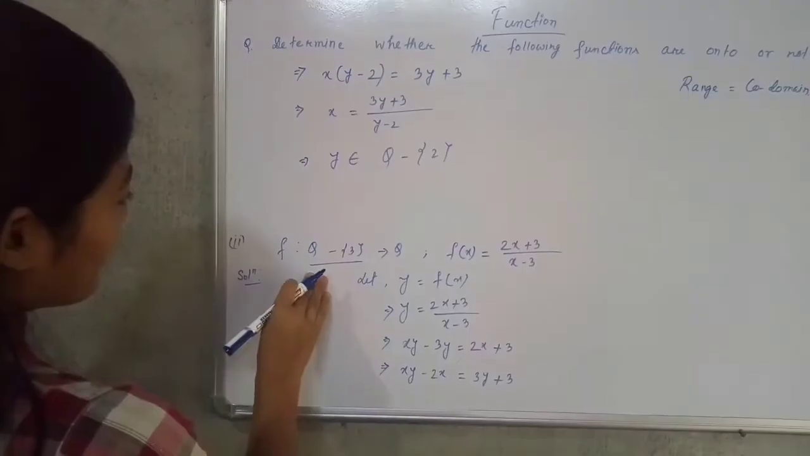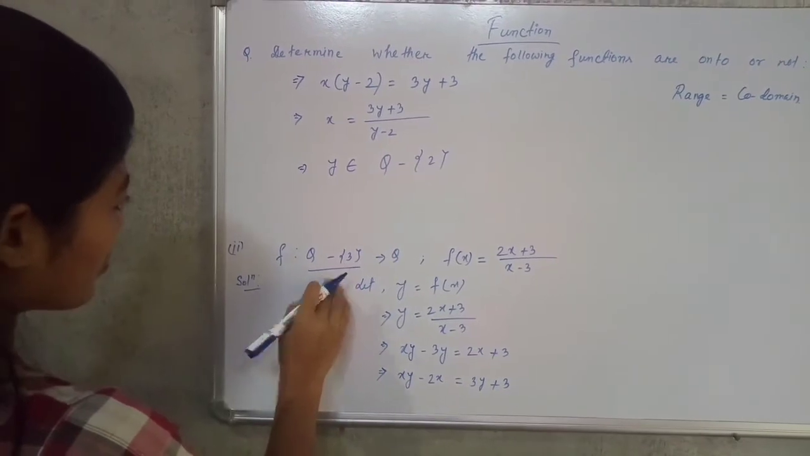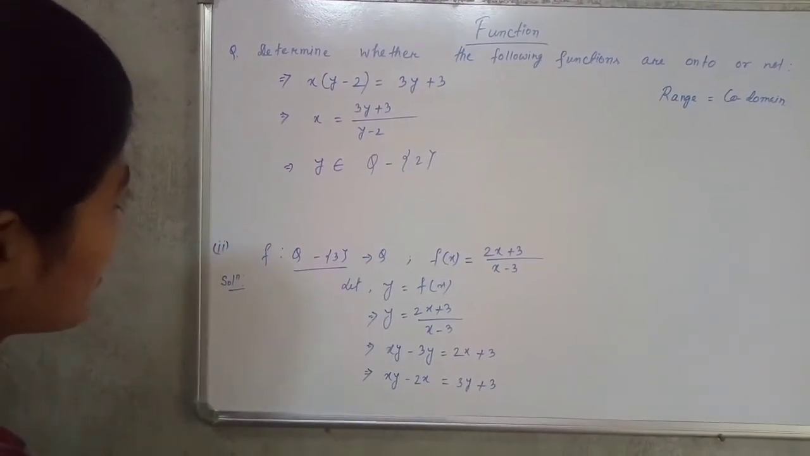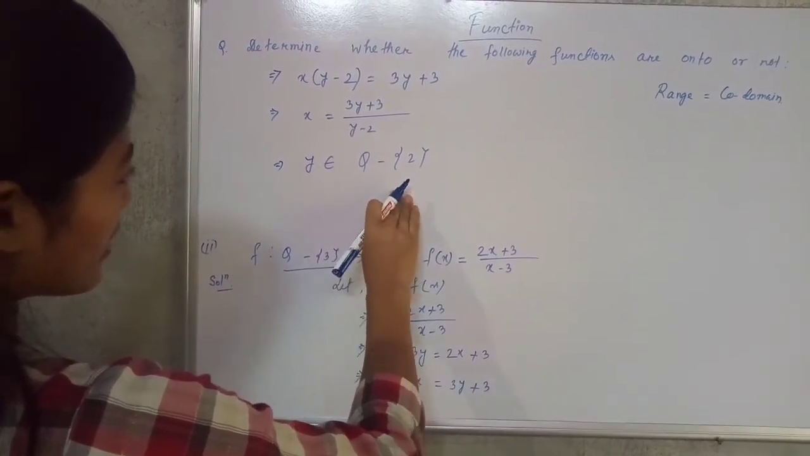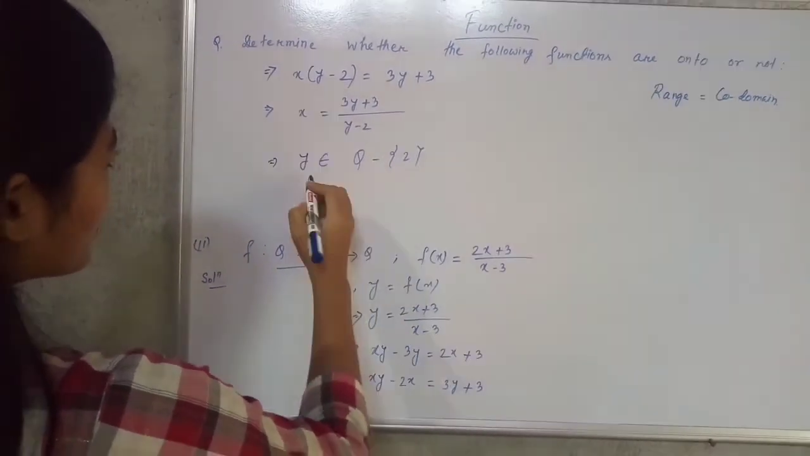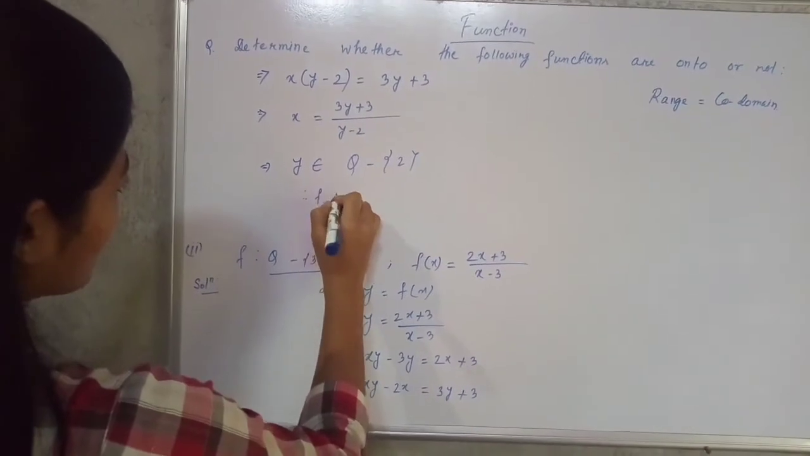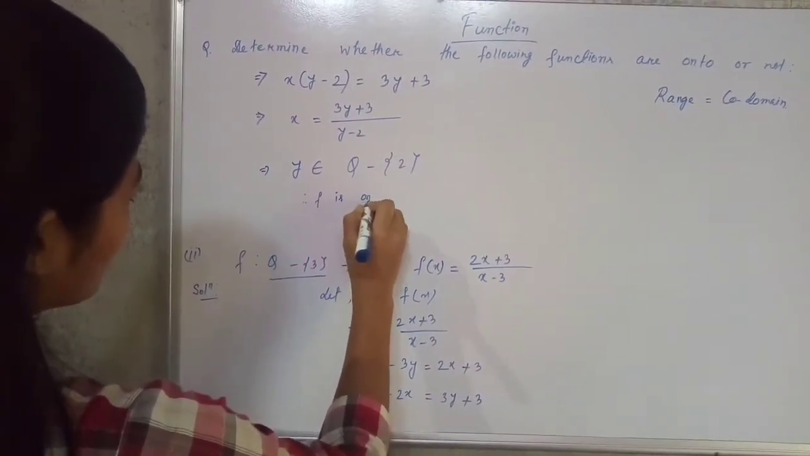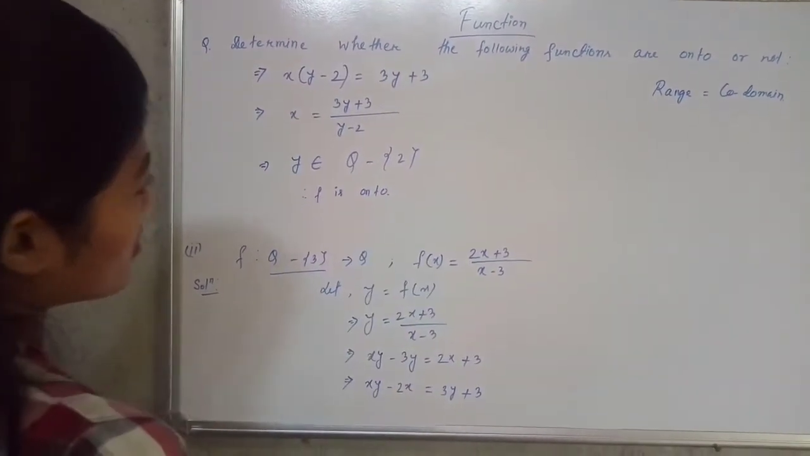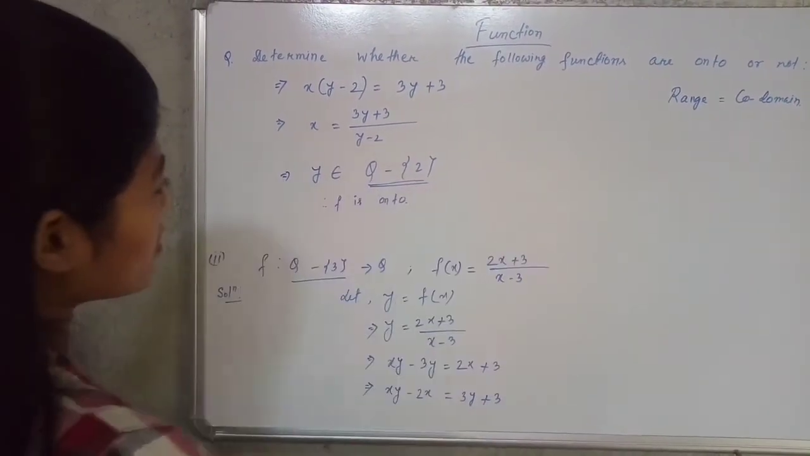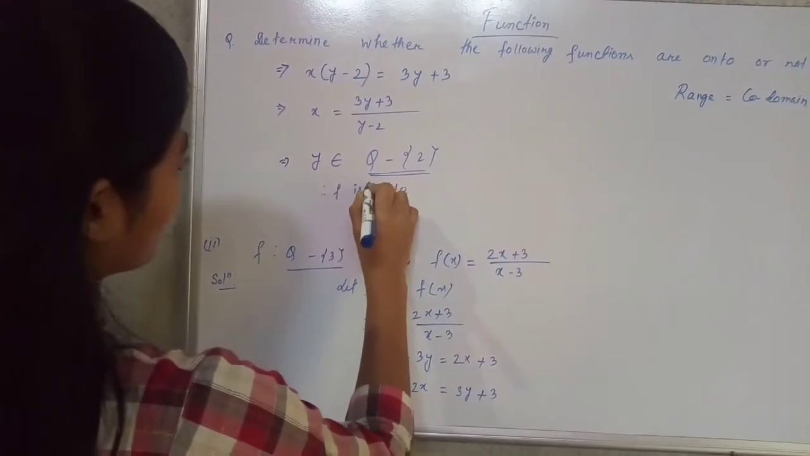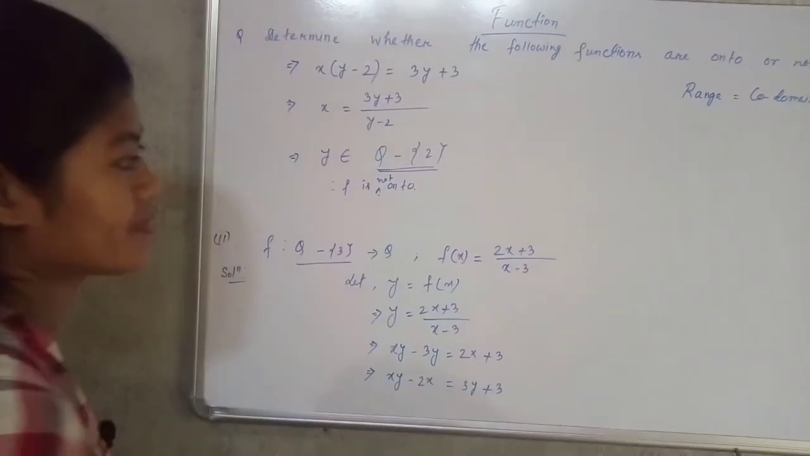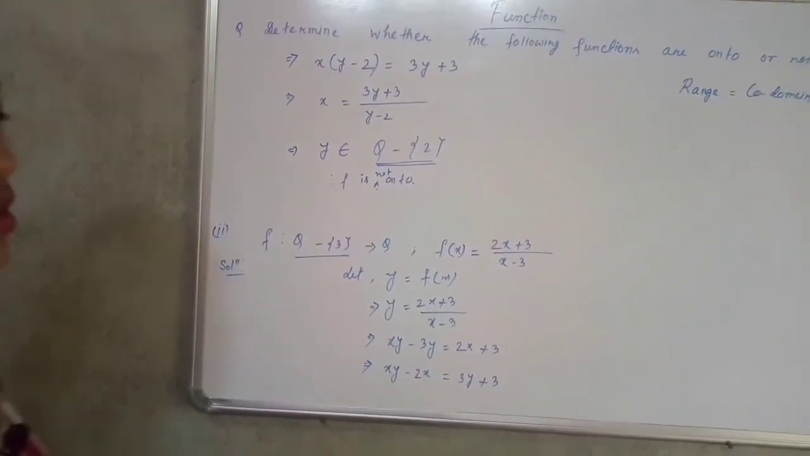But in the question, Q minus 3 is the domain and this is the codomain. But here range is Q minus 2. Since codomain and range are not equal, therefore this function f is also not onto. Since this is not equal to Q, therefore this function f is not onto. Right?